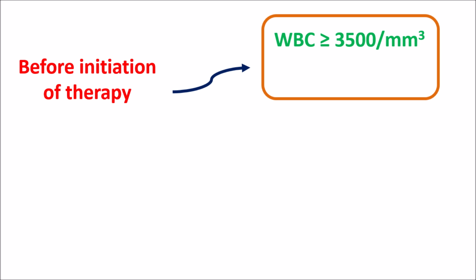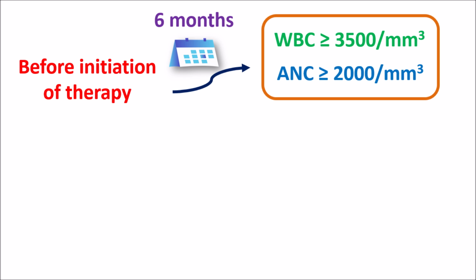The WBC should be greater than or equal to 3500 per cubic mm, and the ANC, absolute neutrophil count, should be greater than or equal to 2000 per cubic mm. If these values are observed in the people, then clozapine can be used for therapy, and regular checking should be done up to 6 months, and after 6 months again checking should be done with more intervals.